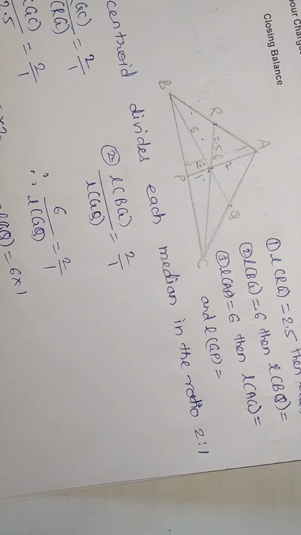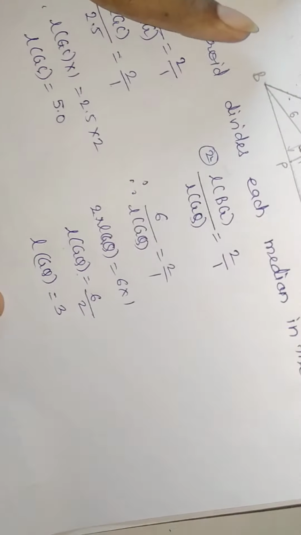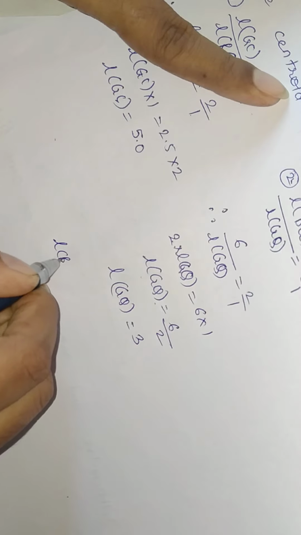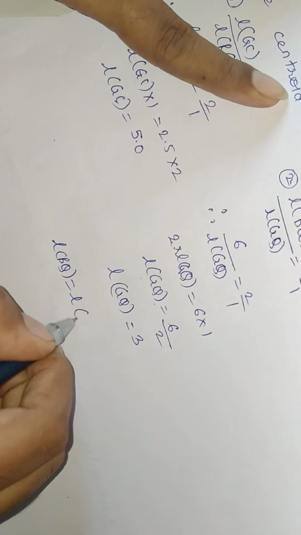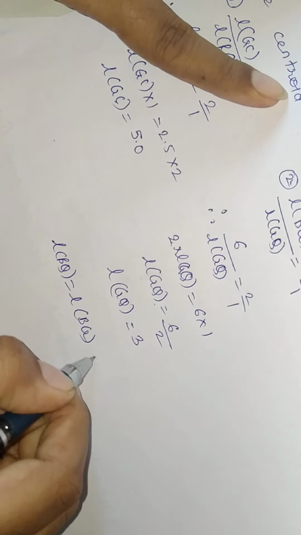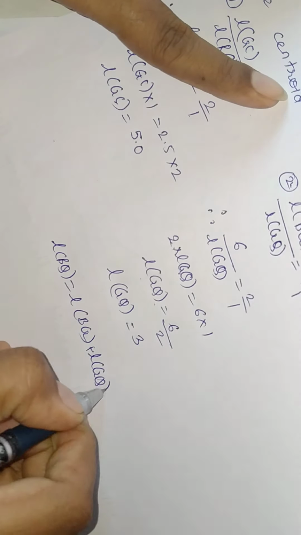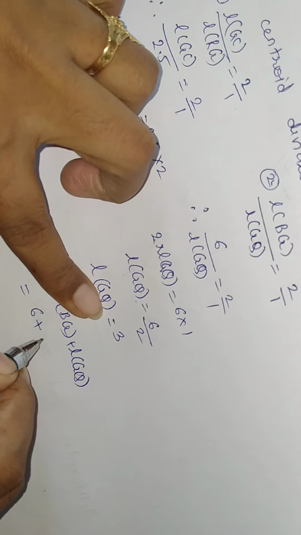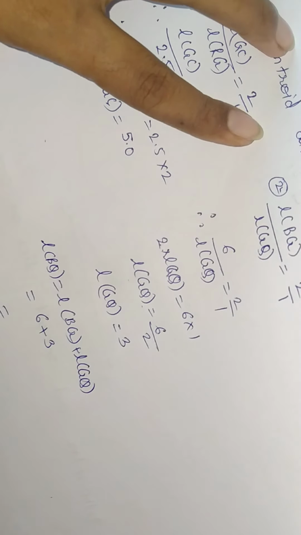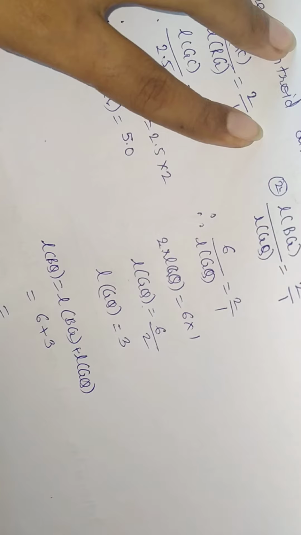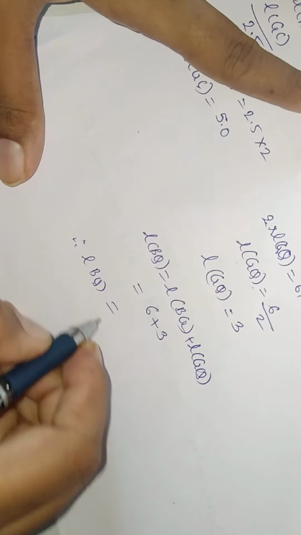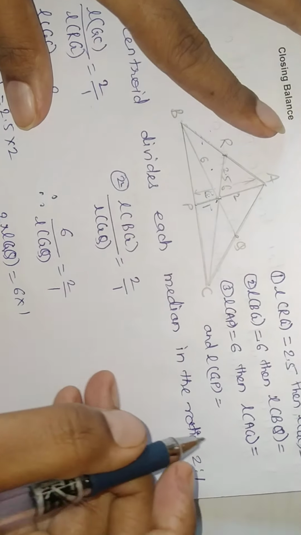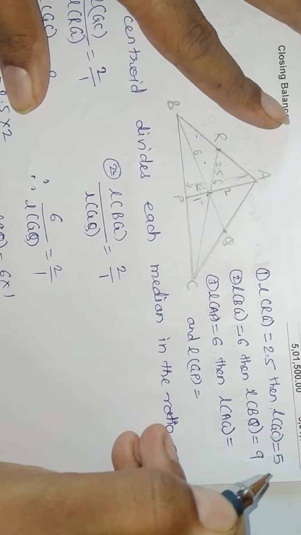But we have to find out BQ. So length of BQ is equal to length of BG plus length of GQ. BG is 6 and we got GQ as 3. So length of BQ is equal to 9. Here you can write BQ as 9.